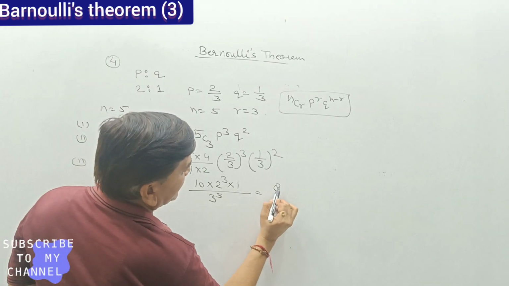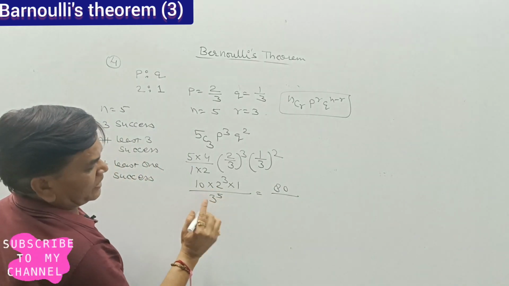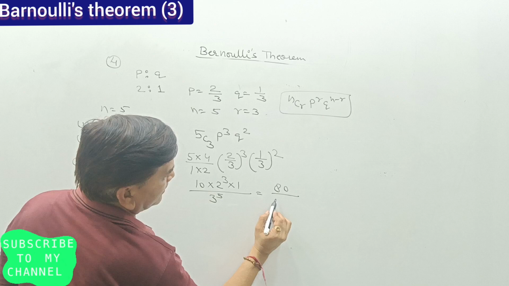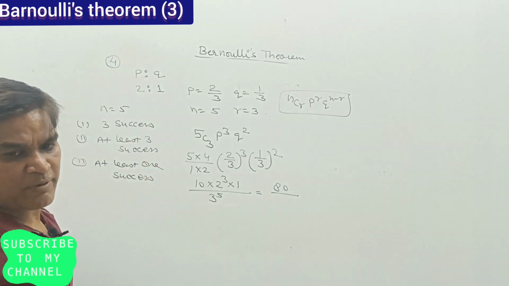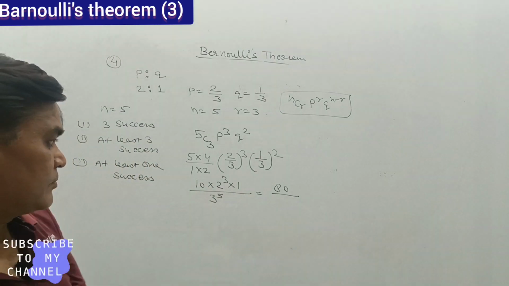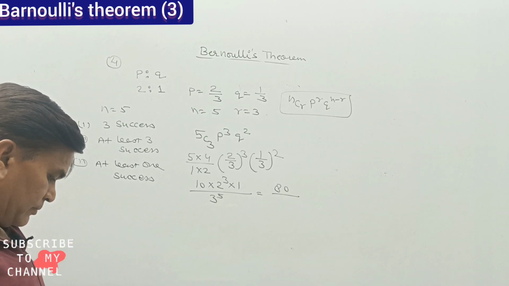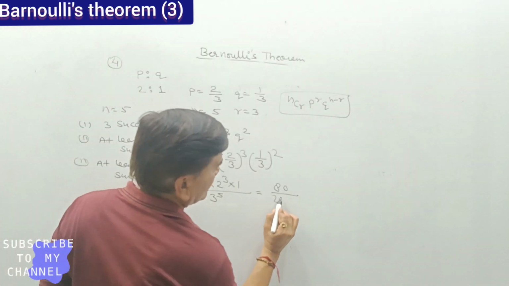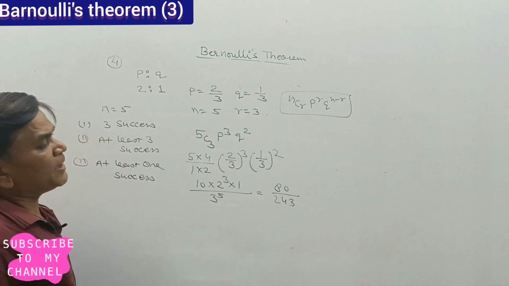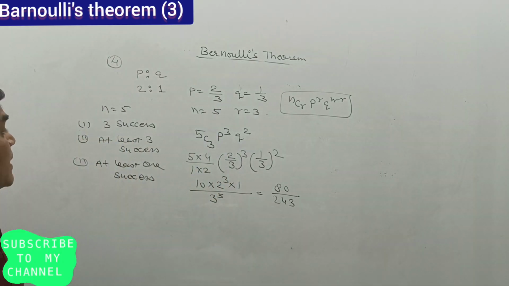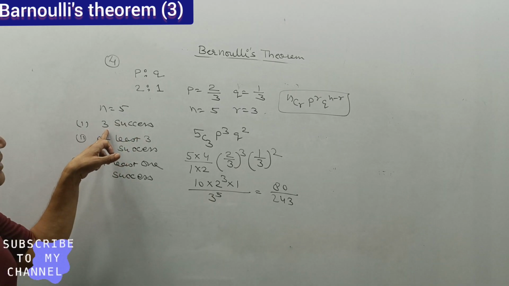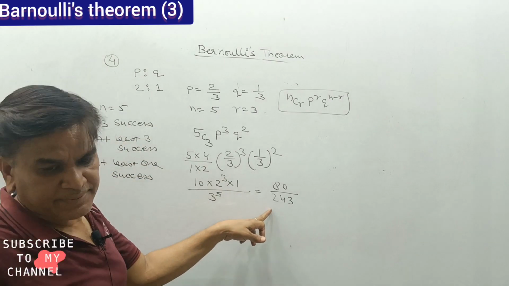So that is 80 divided by 3 raised to power 5, which is 243. So the first answer will be 80 upon 243. This is the probability of 3 successes.